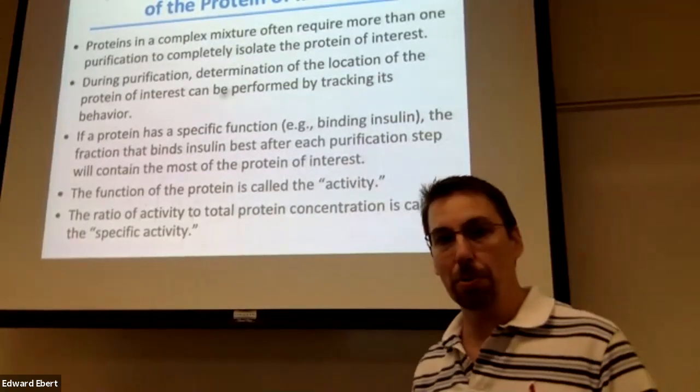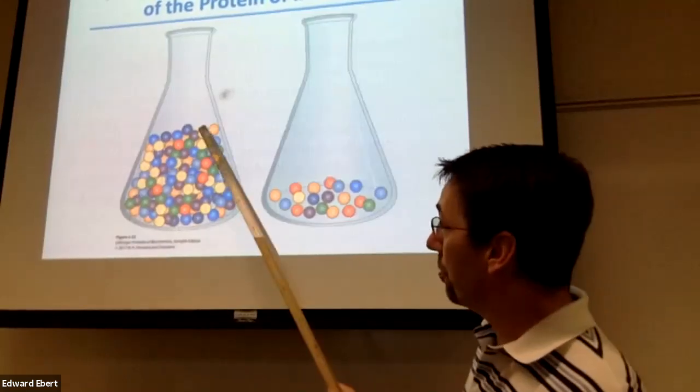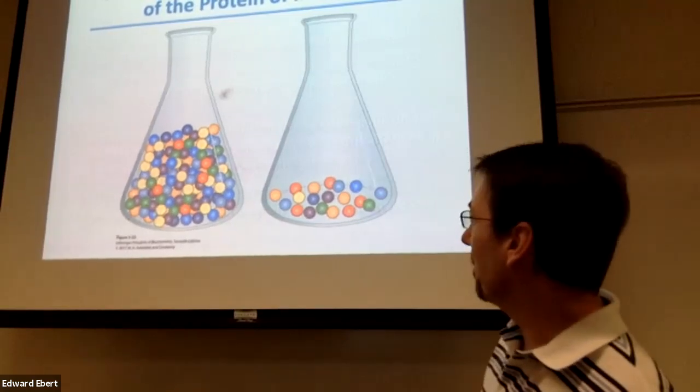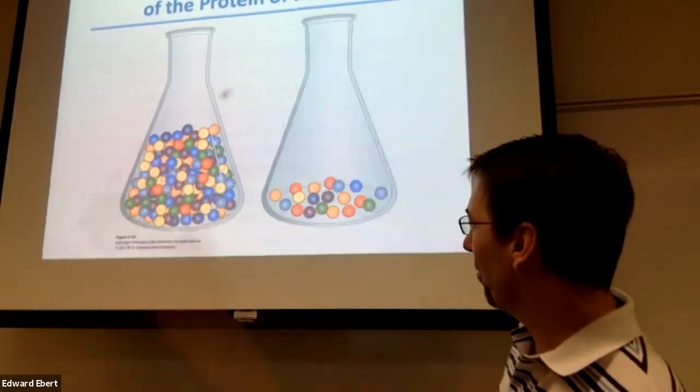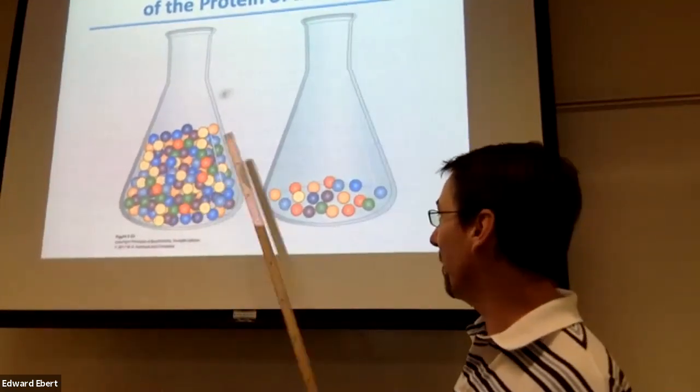So for example, we might start with a solution that has all these different proteins in there, okay? And we're interested in, I was going to say maybe the blue ones, but it seems like we got rid of most of the blue ones. Maybe the red ones, yeah, we're trying to get the red ones or something like that.